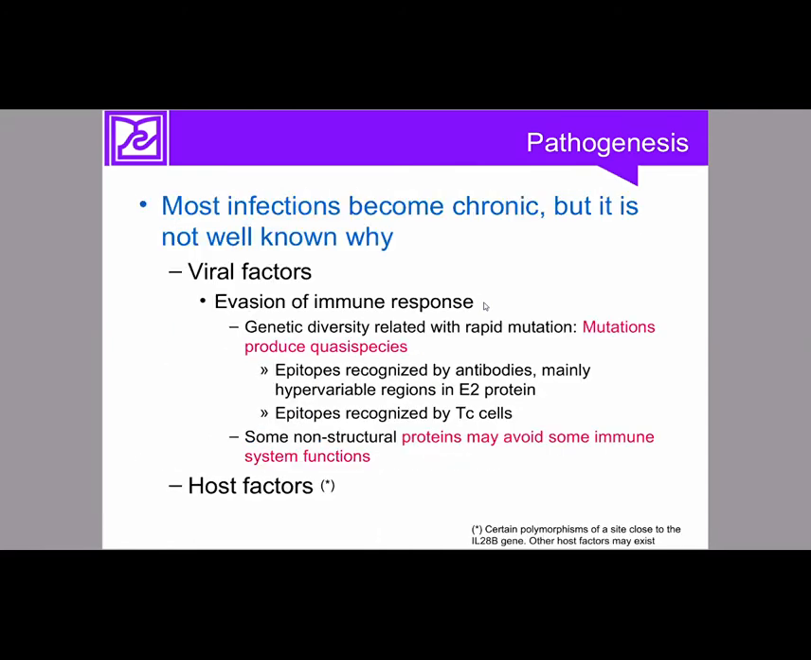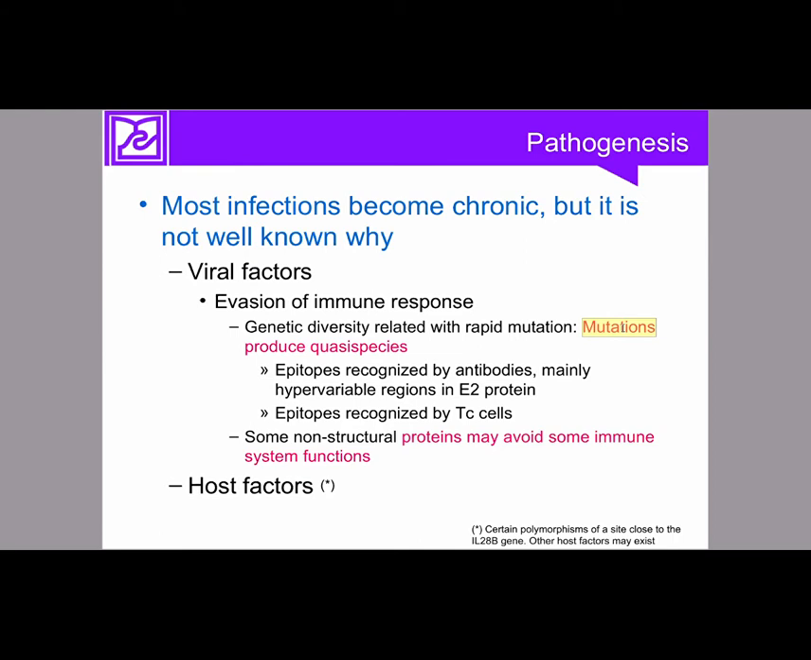And we have another problem, the problem that I told you in the beginning. Most infections become chronic. And we don't know why. Maybe there are many reasons why these infections become chronic. One of the reasons may be that the immune response is not effective against the virus. And why not? Because of the quasi-species, because of the mutations. If the virus mutates very much, the antigens change, and the immune system cannot recognize the new antigens.